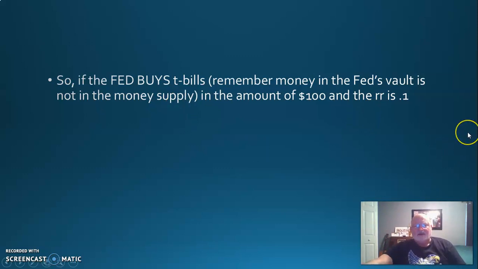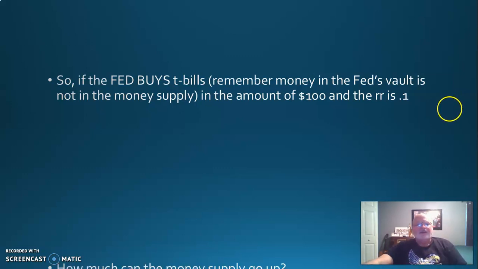So if the Fed buys T-bills in the amount of $100 and the reserve ratio is 0.1. Remember, I always point to my chest and say, I'm the Fed. So I'm going to take $100 out of the vault. If it's in my vault, it is not in the money supply. If I pull it out and buy a T-bill, in other words, somebody out there is holding a treasury bill, I say, hey, give me that piece of paper and I'll give you $100. So I give them the $100 and theoretically they're going to put it in their checking account so they can spend it. And what's going to happen is it's going to multiply.